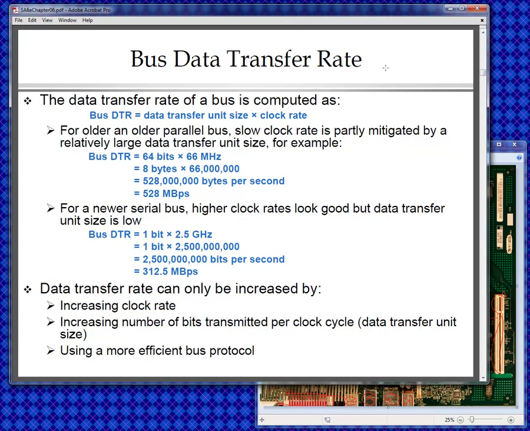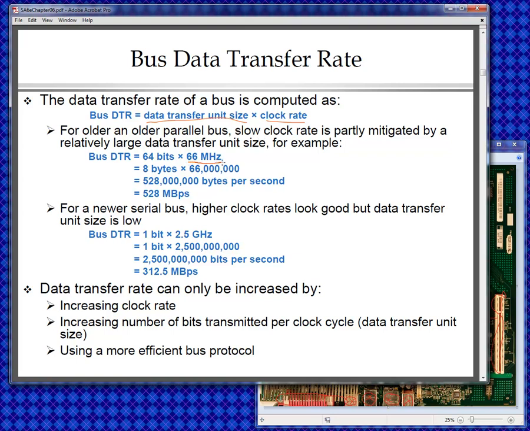Okay, so let's take a look at some transfer rates here. Data transfer rate for a bus is computed the same way it is for any other device. Basically, you only have two input variables. One is the clock rate: how many data transfers occur per second or per time interval. The other is how much data you are moving per transfer, so what's the unit size, how many bits of data at a time, and how many transfers per second.